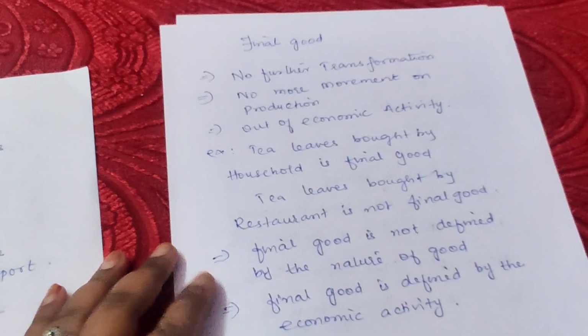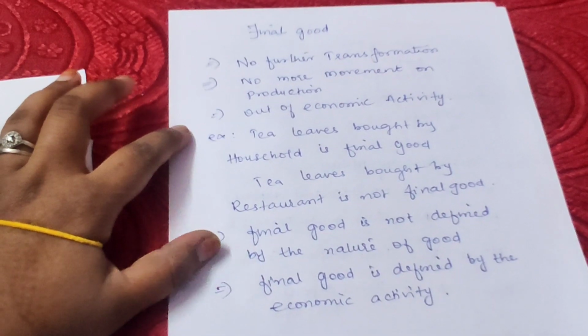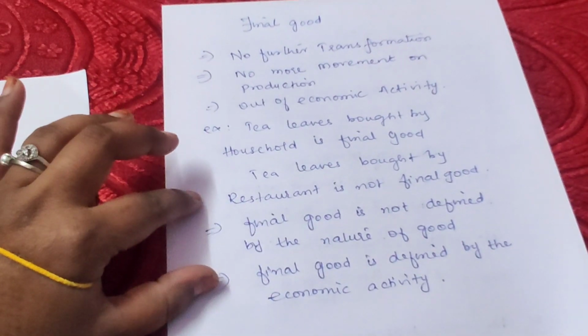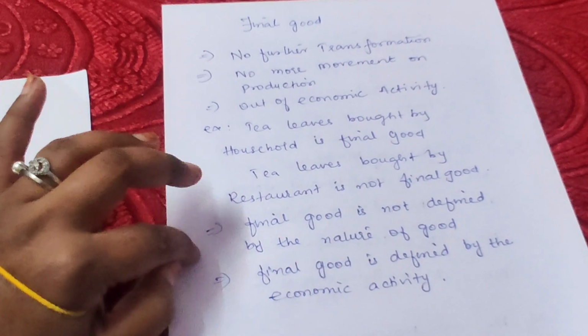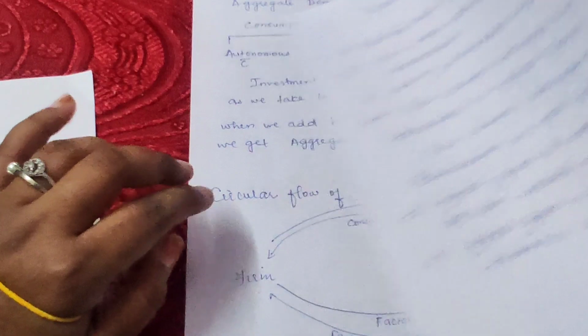Final goods: no further transformation, no more movement on production out of economic activity. Example, tea leaves bought by household is a final good. Tea leaves bought by restaurant is not a final good. A final good is not defined by the nature of the good, but by the nature of the economic activity.